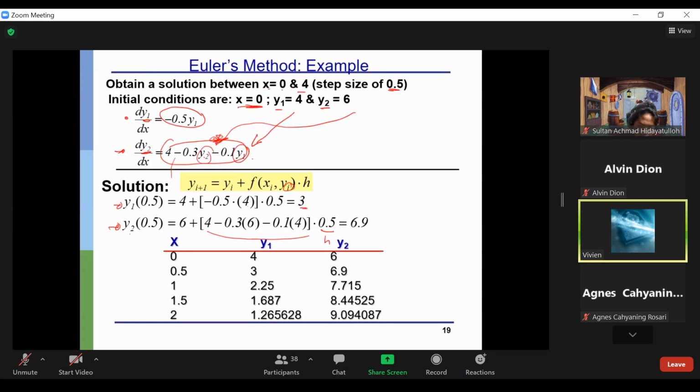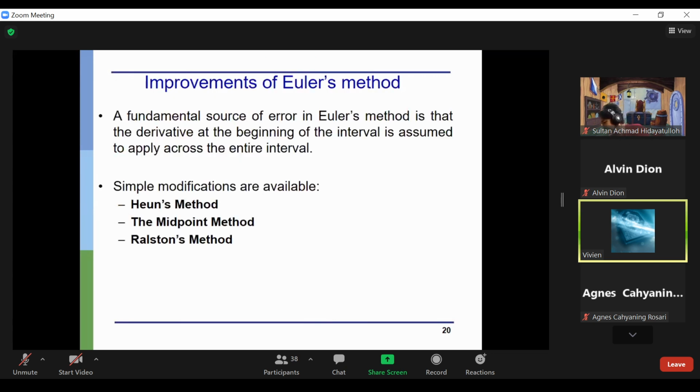Okay, so I think that will be all, and we will continue again next week, which is about other methods to solve ordinary differential equations. We only learned about one method, which is Euler's method, the simplest method. We will try to increase the accuracy of Euler's method. There are several methods available, and we will discuss that next week, inshallah.